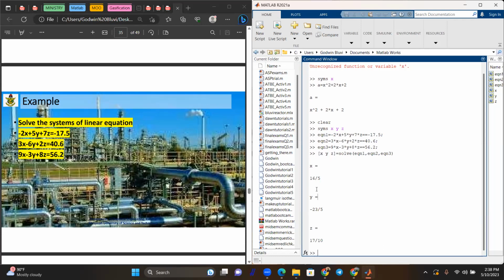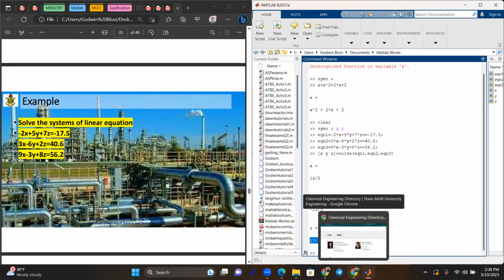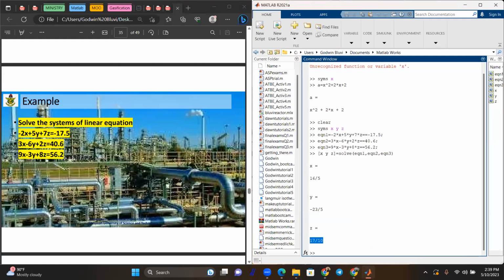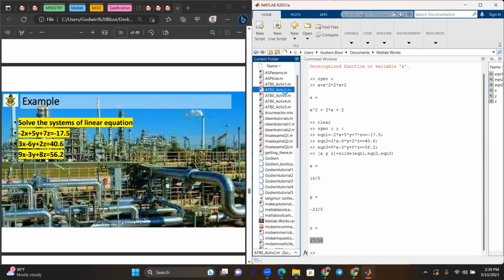No. MATLAB with the symbolic toolbox normally gives the answers as fractions. If you want the answers as decimals, there's a function you have to call. When you call that function, MATLAB will give you the answers as decimals. Do you understand what I'm saying? Anything you do in symbolic math will always give you the answers in terms of fractions. Okay. Yeah, let me open activity 2 and see.